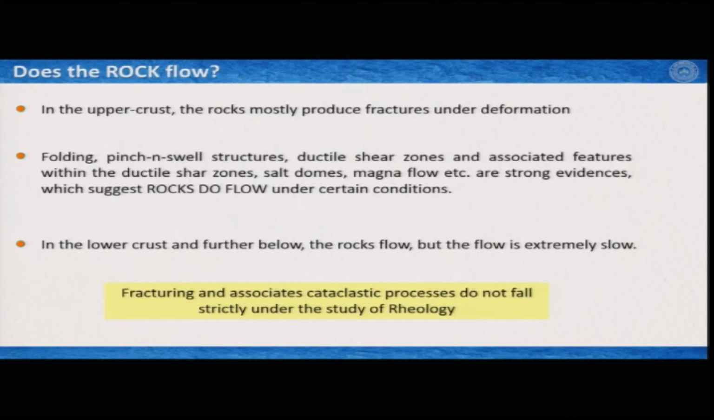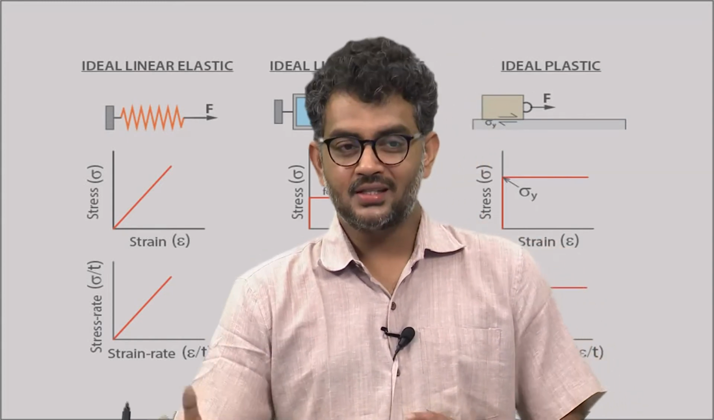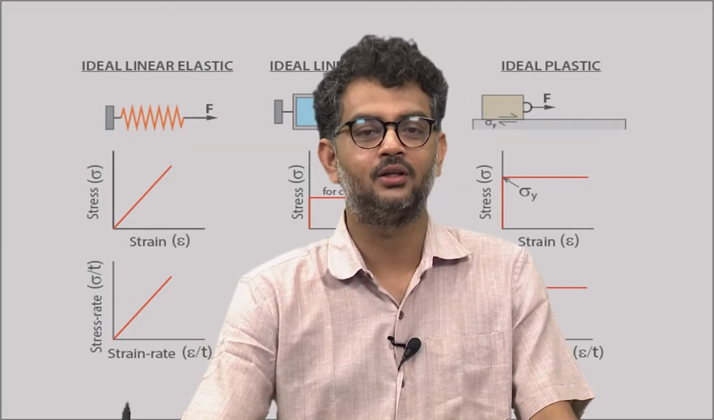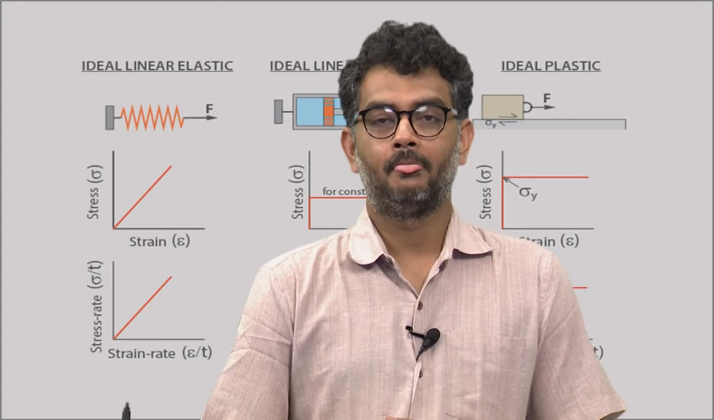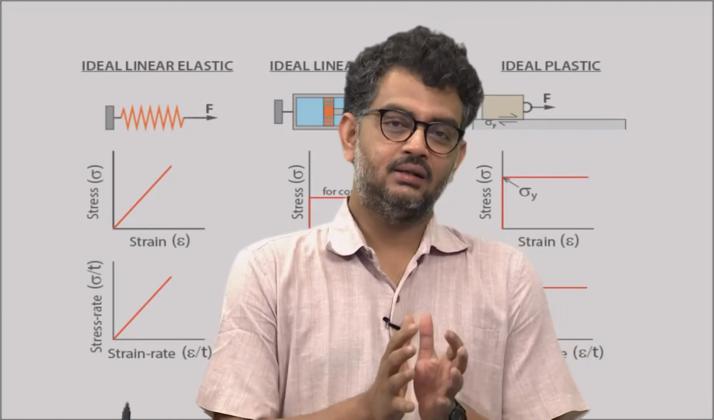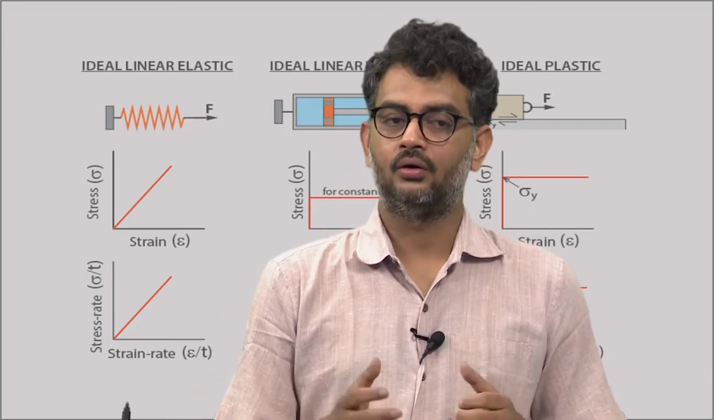So now we really have to ask the question: does the rock flow? Because we all live or survive mostly on the upper crust, on the surface of the earth, we don't see every day the rocks flowing, except some videos of magma flows from Hawaii and some other places. So our common assumption is that rocks do not flow, and they mostly produce fractures under deformation. And this assumption is perfectly right when you consider surface or near surface conditions. But when we go to the mountains, a hilly or rocky terrain, we see a number of structures which may not be produced by fracturing or cracking.